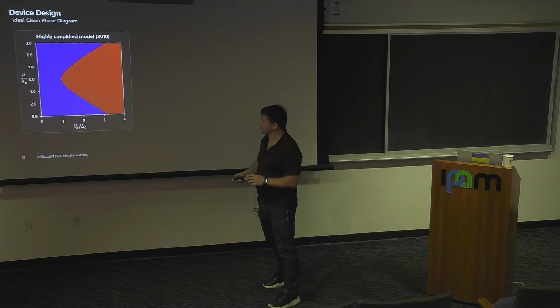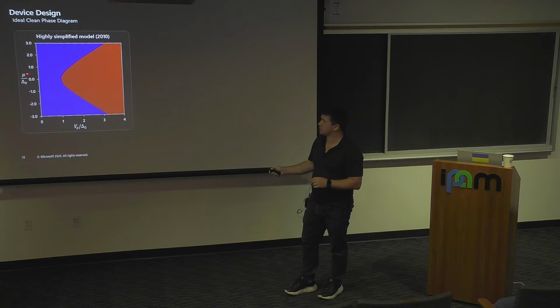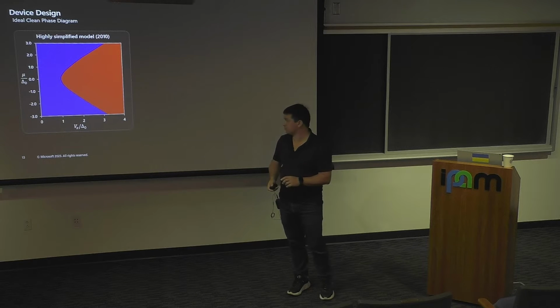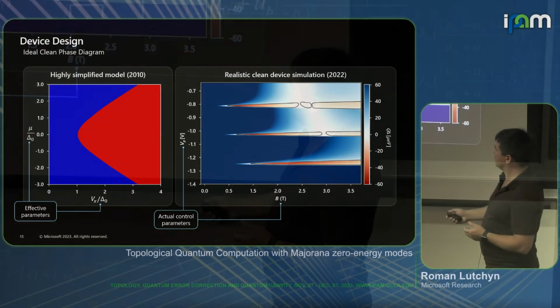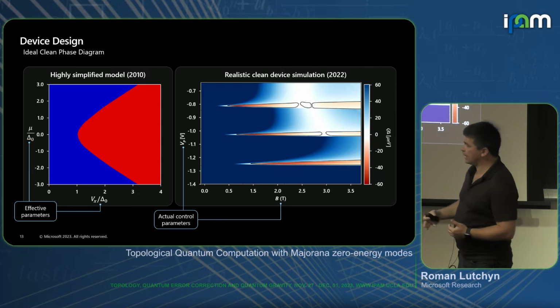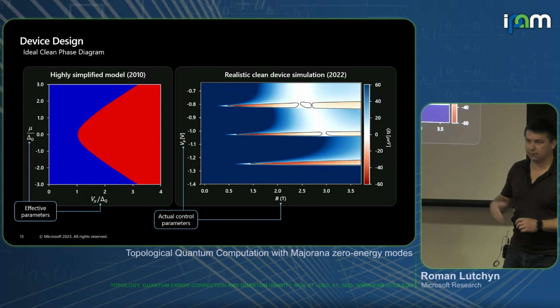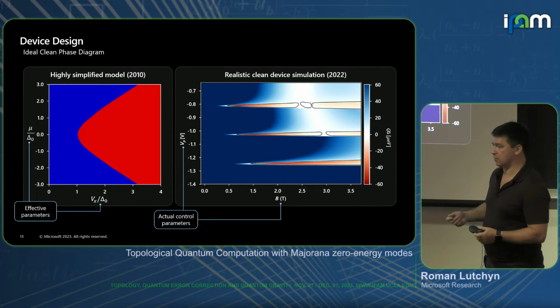When I showed you the phase diagram before, this phase diagram had effective units, chemical potential and Zeeman, basically exchange splitting. We don't control chemical potential, we control gates. We don't control exchange splitting, we control magnetic field. So once we got to the scale of doing these predictive simulations, we can now predict what the phase diagram should be using the actual parameters that are controlled.